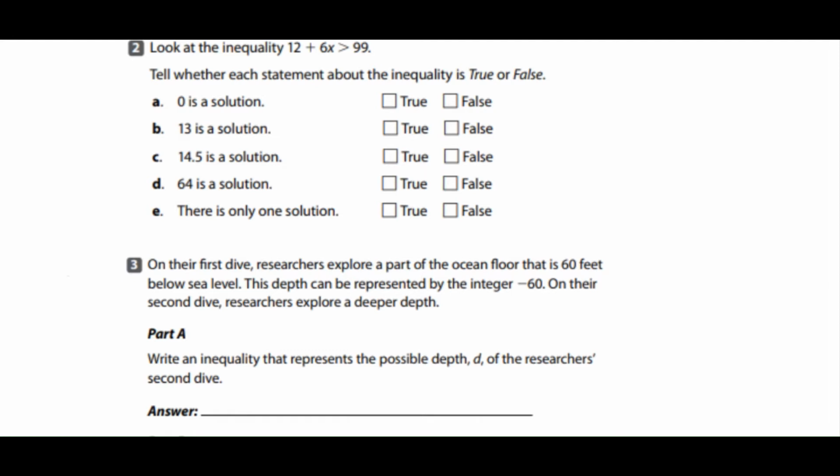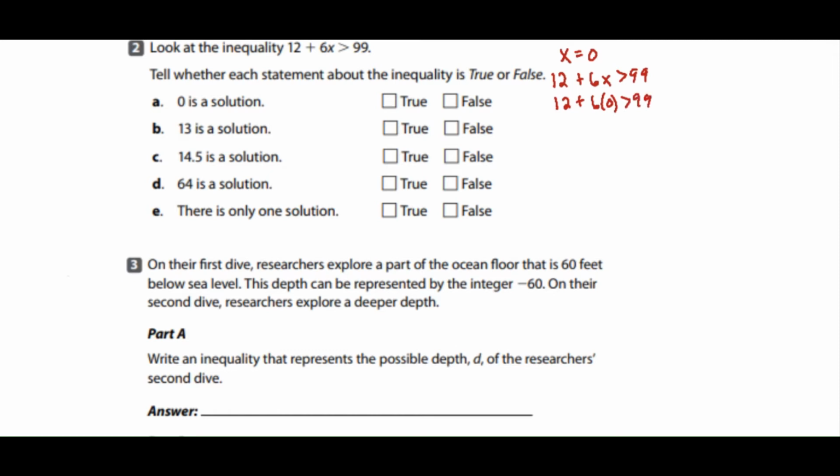All right, so let's look at this. I'm going to write my formula. I'm going to first see if 0 is a solution. So I'm going to put x equals 0. And then I'm going to write my formula: 12 plus 6 times x is greater than 99. And then I'm going to go ahead and substitute 0 in for x. So 12 plus 6 times 0 is greater than 99.